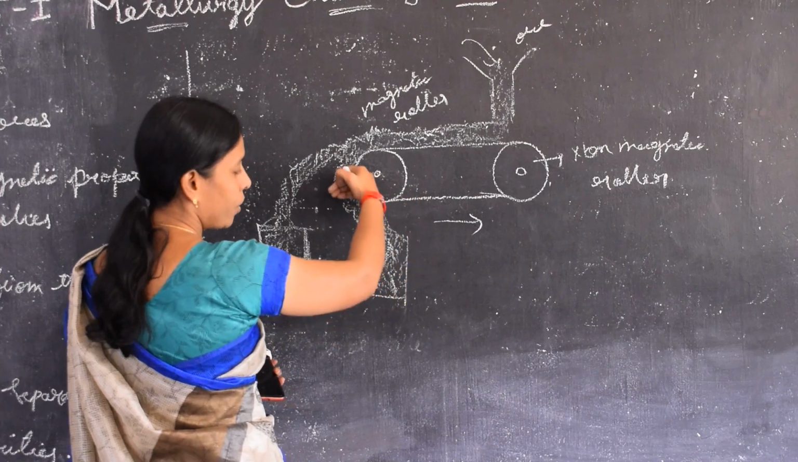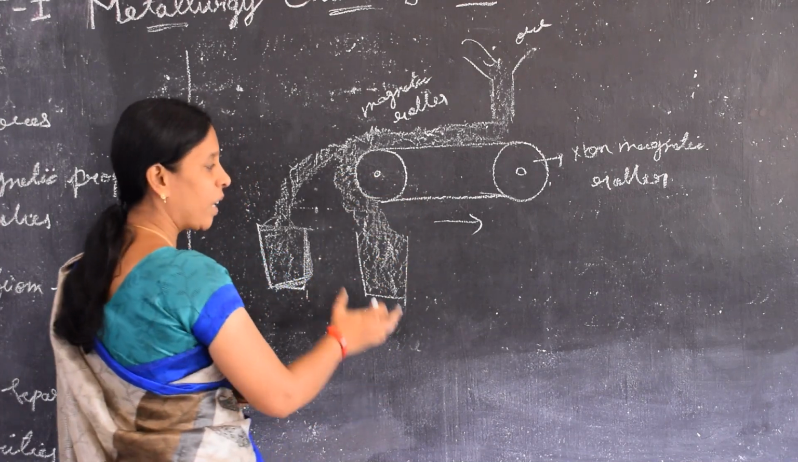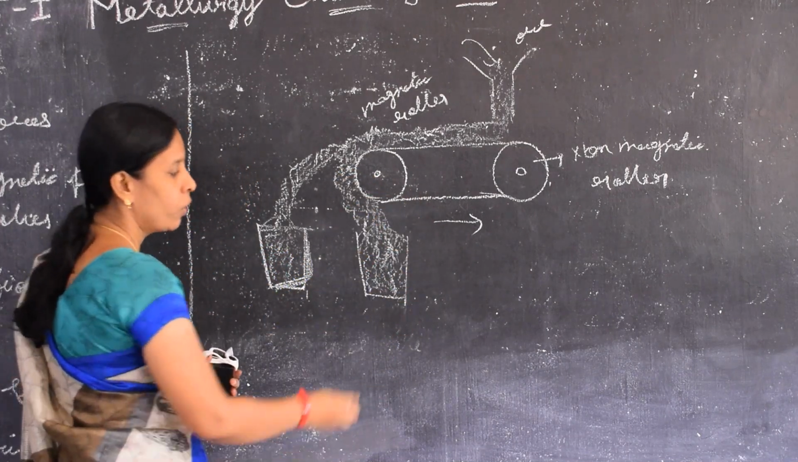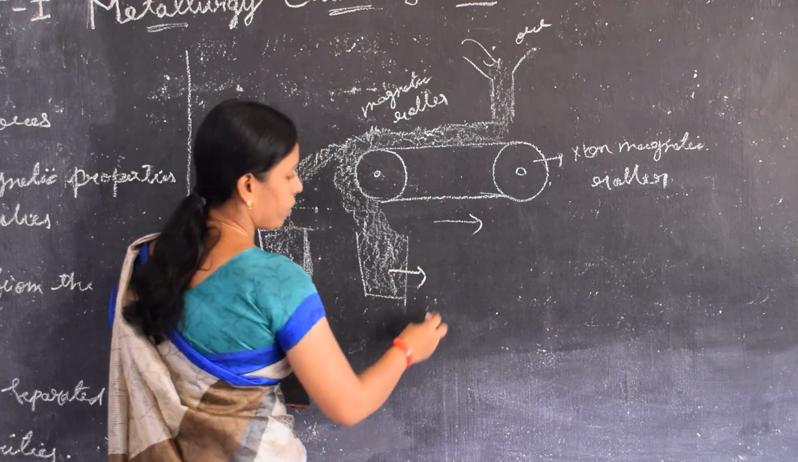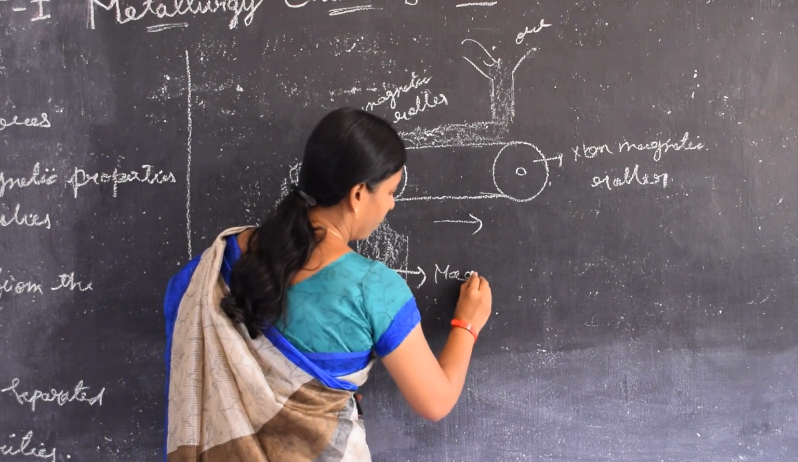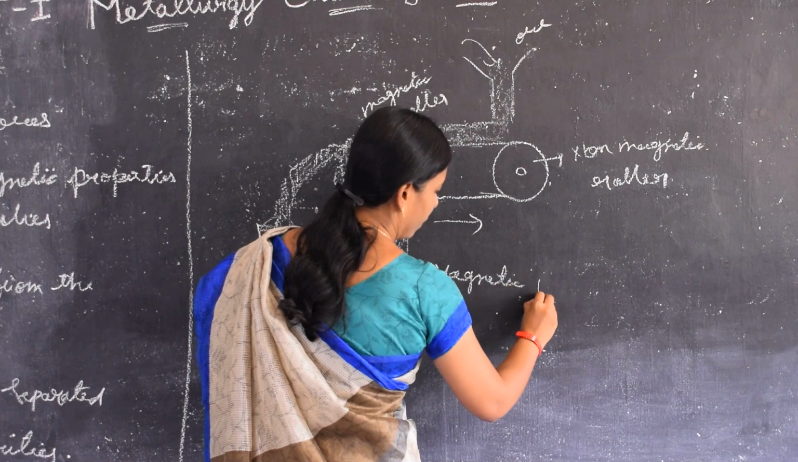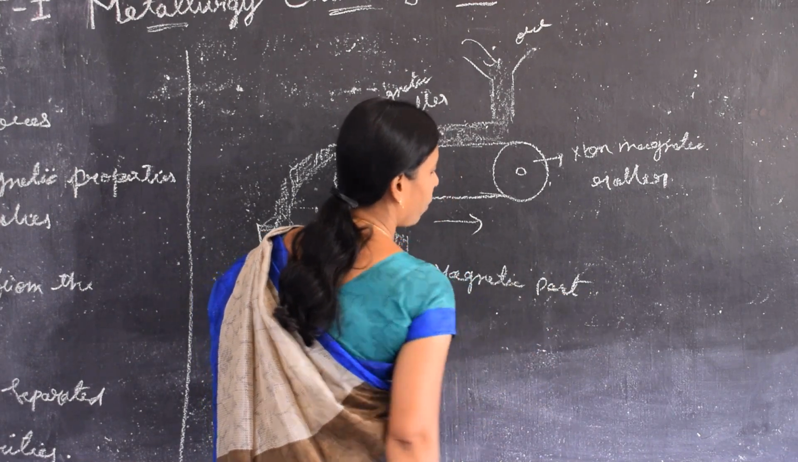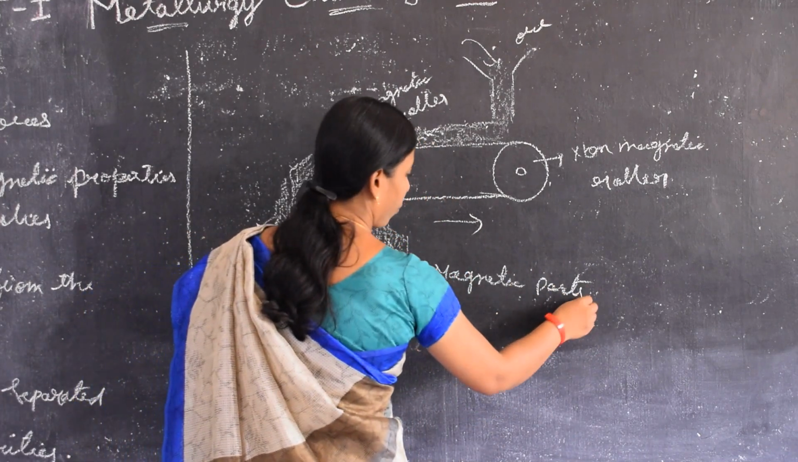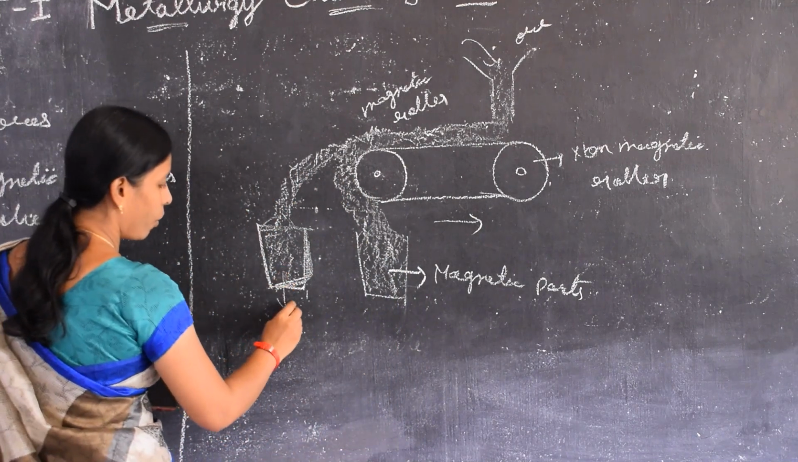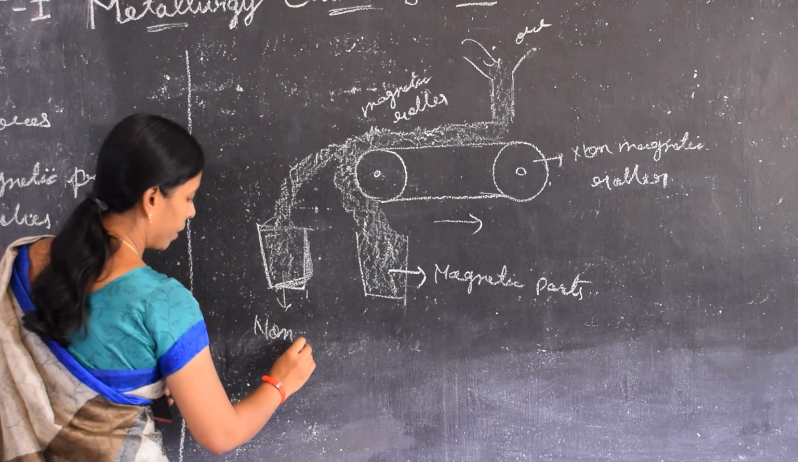towards the magnet, so they fall as a heap near the magnetic region. So this is the magnetic parts or material. This is the non-magnetic parts or material.